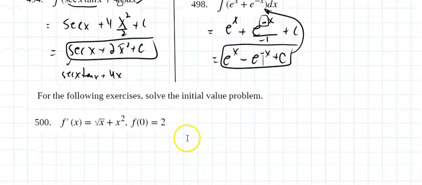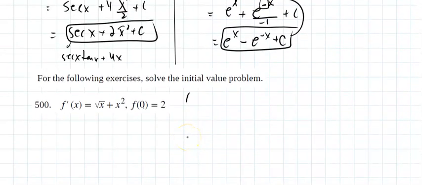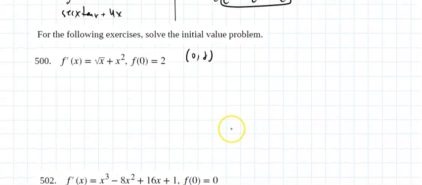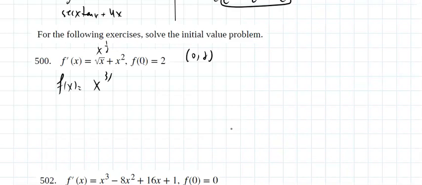Sometimes they give you the initial value, what it says when x equals 0, y equals 2, so that you could figure out what c is. So here, f prime equals this. So if I want f of x, I integrate. This is x to the 1/2. Add 1 to the power. Divide by that. Dividing by 3/2 is like multiplying by the reciprocal. Add 1 to the power, divide by that, plus c.